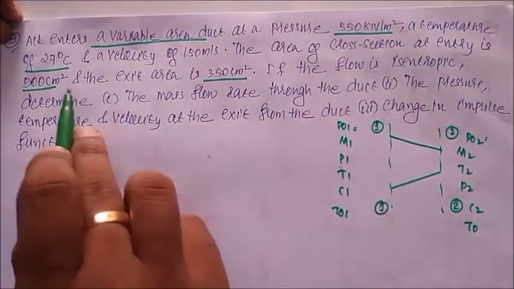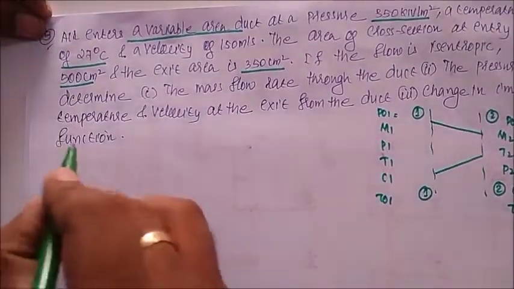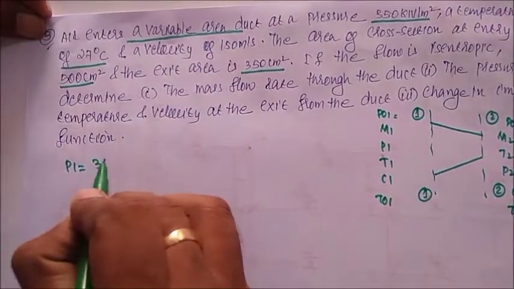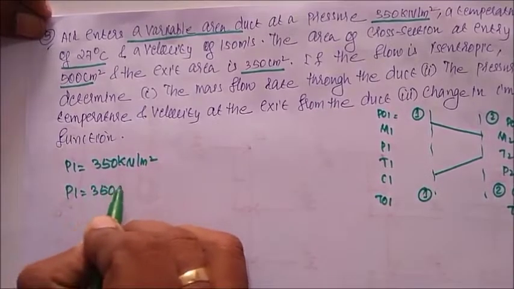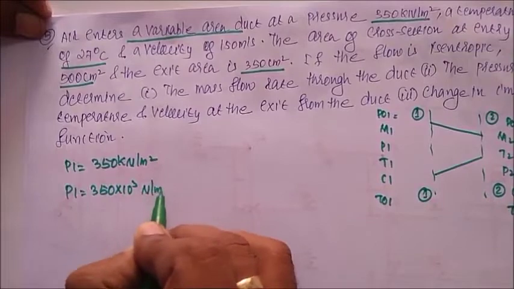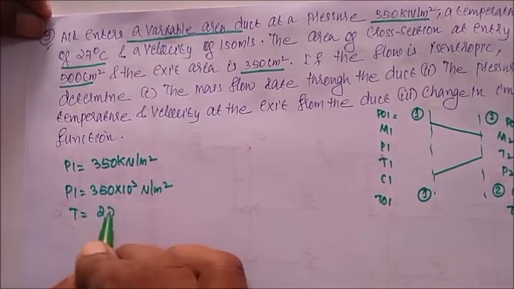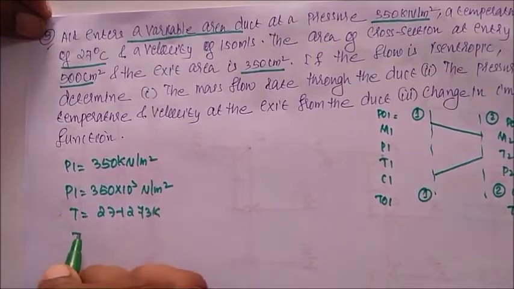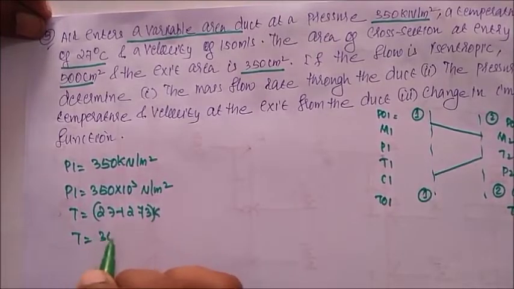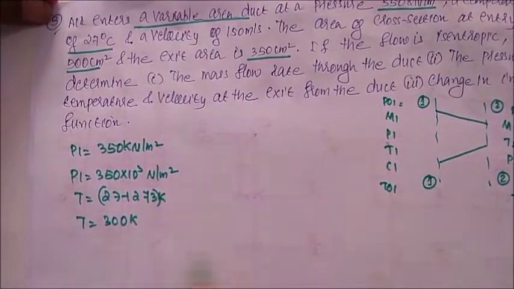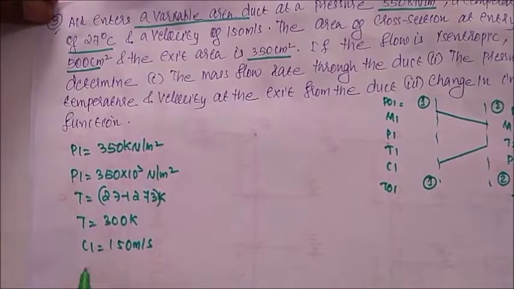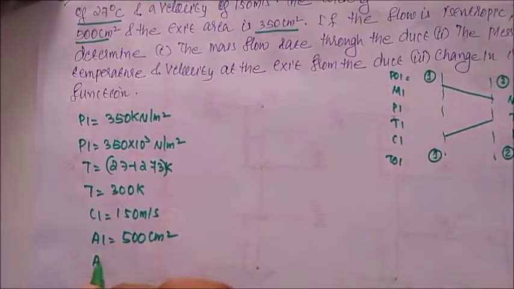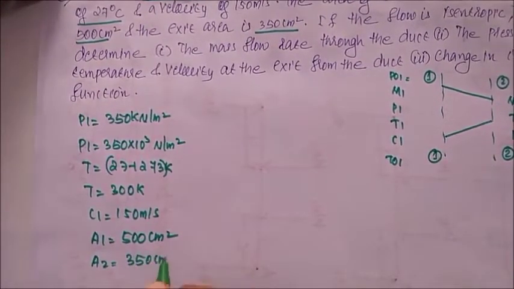Area of cross section at the entry. P1 is equal to 350 kilonewton per meter square, that is P1 is equal to 350 into 10 raised to 3 Newton per meter square. Temperature is equal to 27 plus 273 Kelvin, that is 300 Kelvin. And C1 is equal to 150 meter per second. Area at the entry A1 is equal to 500 centimeter square, and exit area A2 is equal to 350 centimeter square.